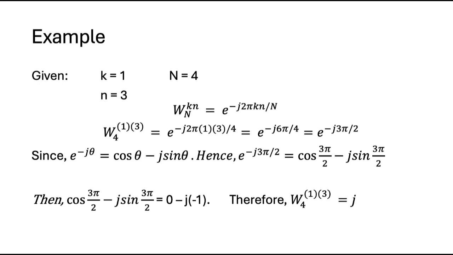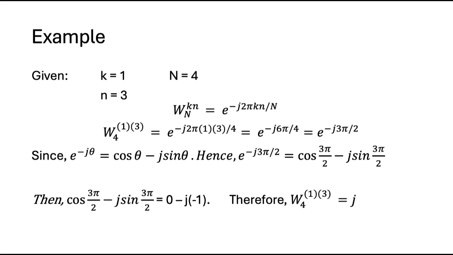Step 2. Apply Euler's identity. E to the minus j 3 pi/2 becomes cosine 3 pi/2 minus j sine 3 pi/2. Step 3. Evaluate the trig values. 3 pi/2 radians is 270 degrees, 3/4 of the way around the unit circle. At that angle, cosine is 0 and sine is -1. Substituting, 0 minus j times -1, which simplifies to plus j. So W sub 4 up 1, 3, equals j, a purely imaginary number sitting at the top of the unit circle.